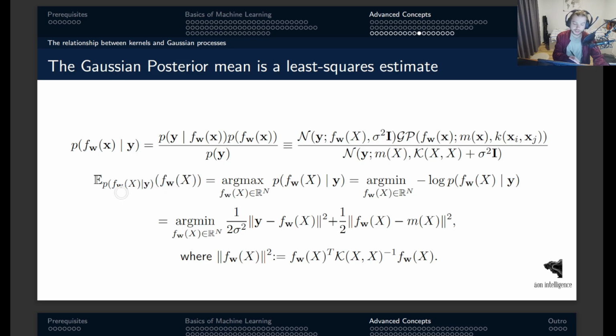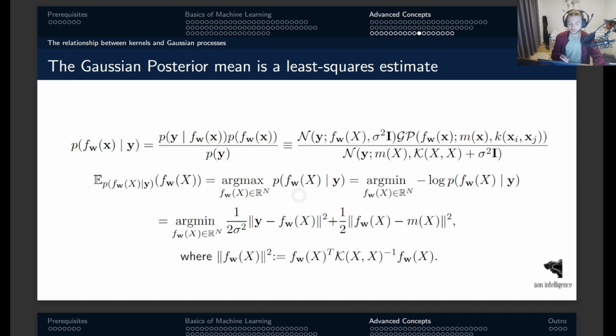And this expectation is over the posterior conditional density, which happens to be the posterior Gaussian process I showed you on the previous slide. And since this posterior Gaussian process is a Gaussian density, the expectation of that will be the maximum point of the density. So this expectation is equal to the argmax of the posterior density. The argmax in that case is the prediction vector y hat that maximizes this posterior Gaussian process density.